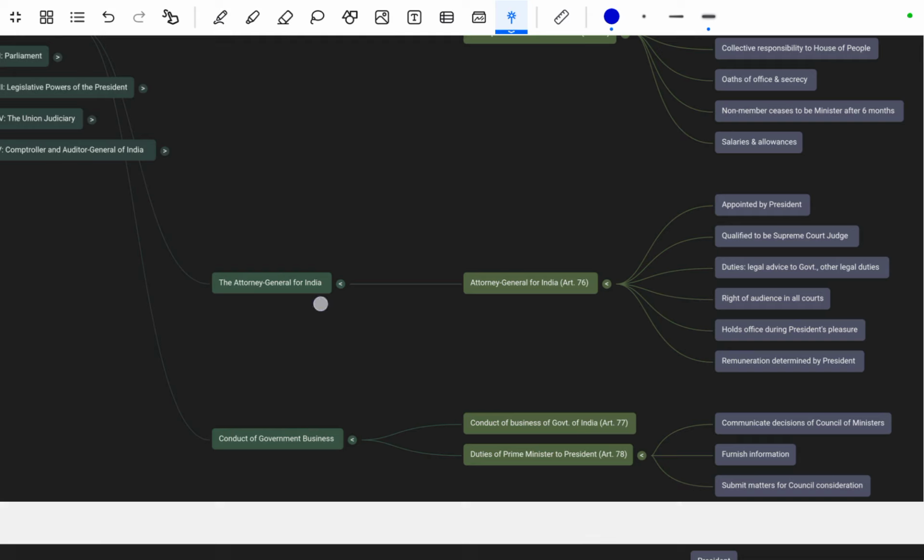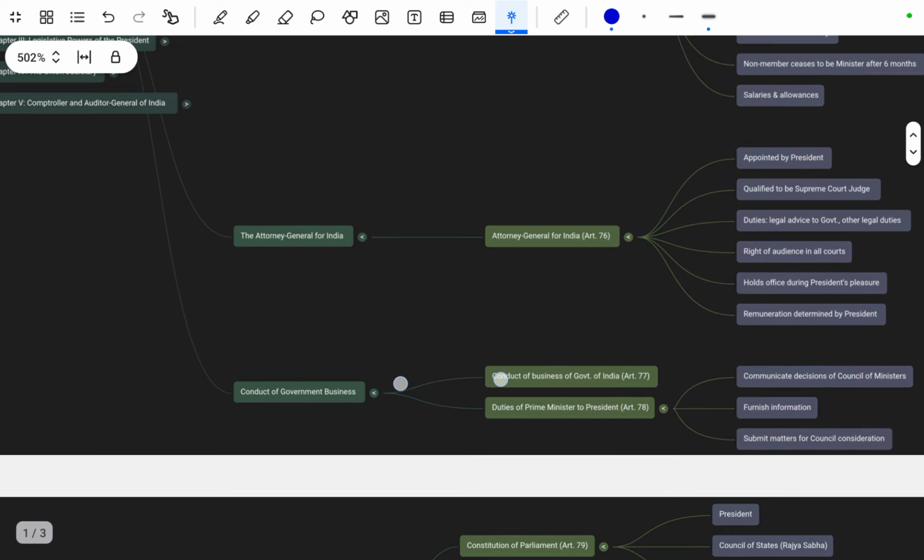Next we are doing the Attorney General of India. The Attorney General of India is mentioned in the 76th Article, and he is appointed by the President. He is qualified to be appointed as a judge of the Supreme Court. His duties are basically to give legal advice to the government and other legal duties. He has the right of audience in all the courts and holds office during the pleasure of the President, and his remuneration is determined by the President. So that is about the Attorney General. You have to remember this.